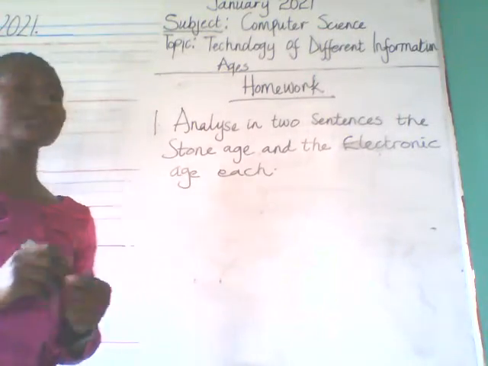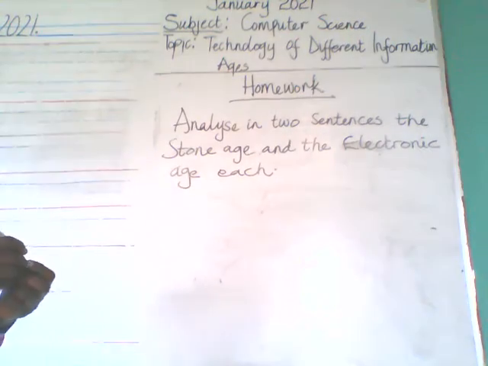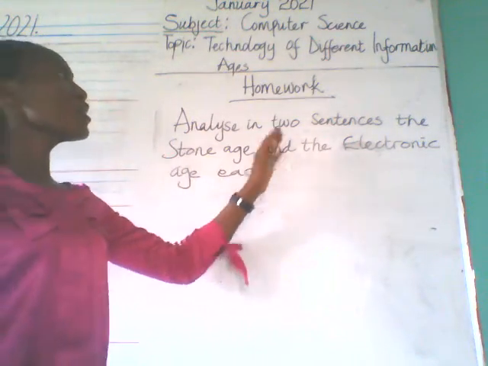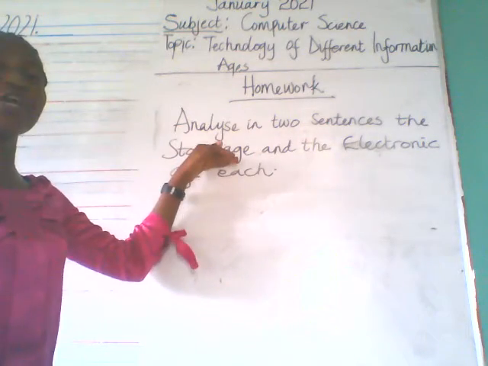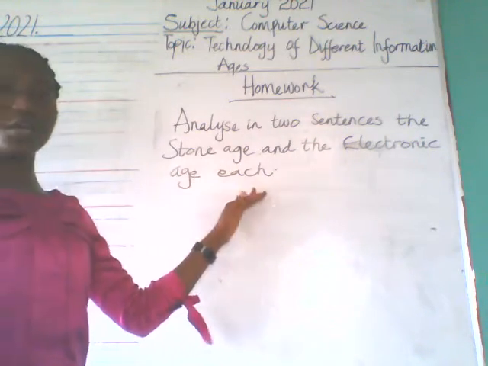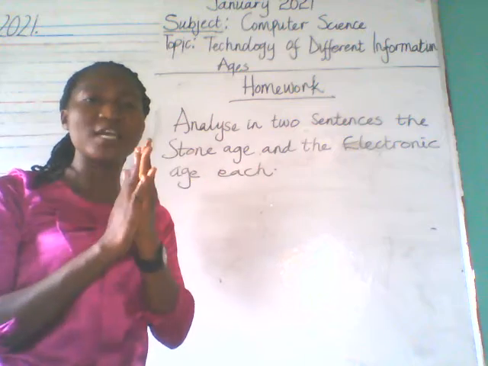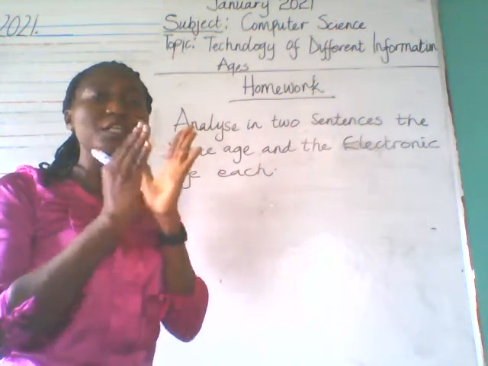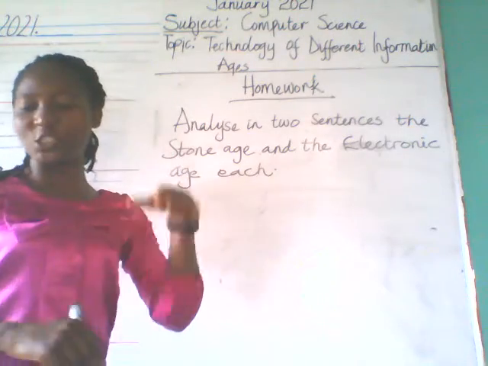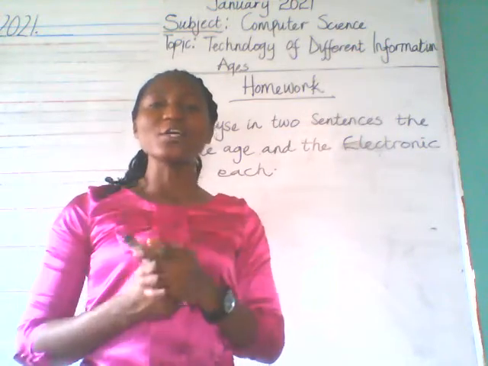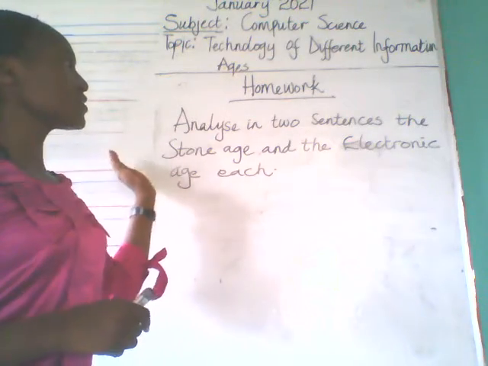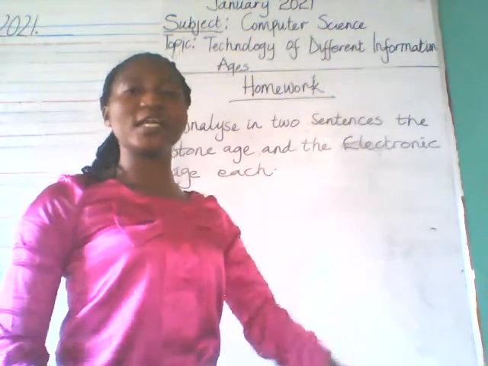Okay, the assignment says, analyze in two sentences the Stone Age and the Electronic Age each. That is, in two sentences, you analyze the Stone Age, and in another two sentences, you analyze the what? Electronic Age. Remember, we said we have five stages of the information ages: the Stone Age, the Electronic Age, the Middle Age, the Industrial Age, and the Iron Age. Now I want you, with the understanding you have, to explain the Stone Age and the Electronic Age.